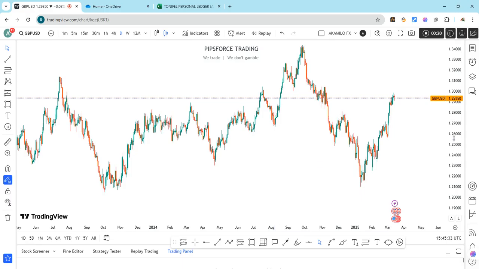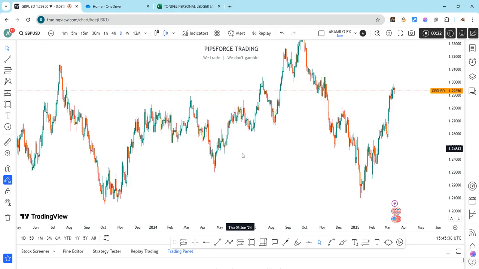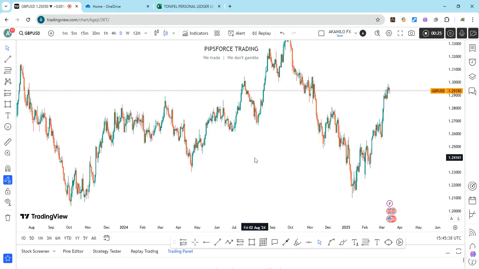So we are going to analyze GBPUSD together so you can find levels to take a trade on this new coming week.